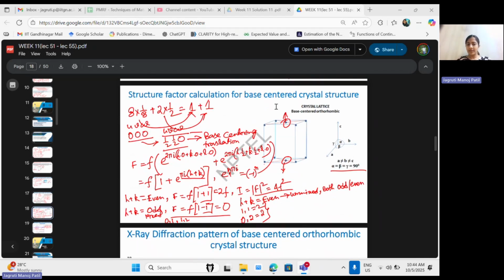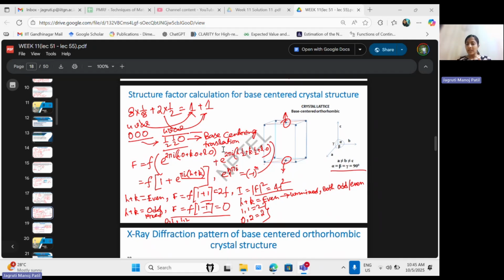Now for a base-centered crystal. What happens for a base-centered crystal? You have the faces, right? Now those are like 8, but you have something in the center also. So for a base-centered crystal you have 8 times 1 by 8, which stands for the ones in the corners, plus you have 2 in the bases, the centered ones, so 2 times 1 by 2. That corresponds to 1 plus 1 over here, a total of 2.